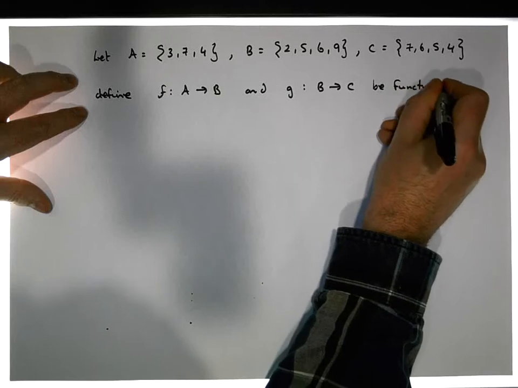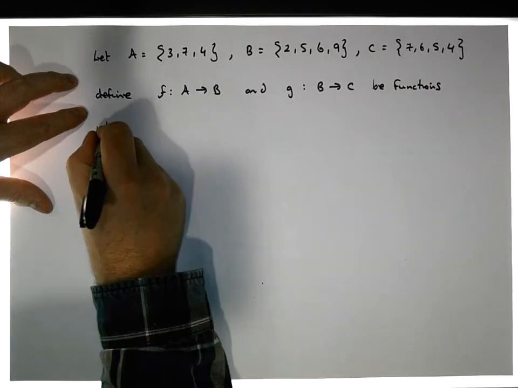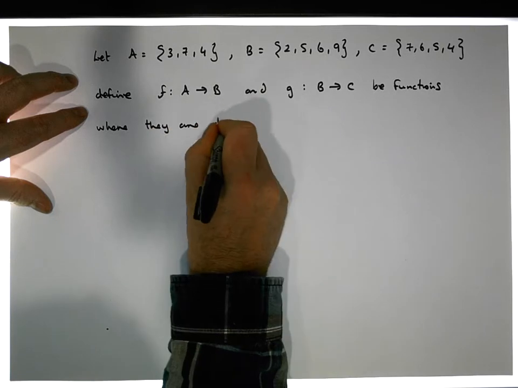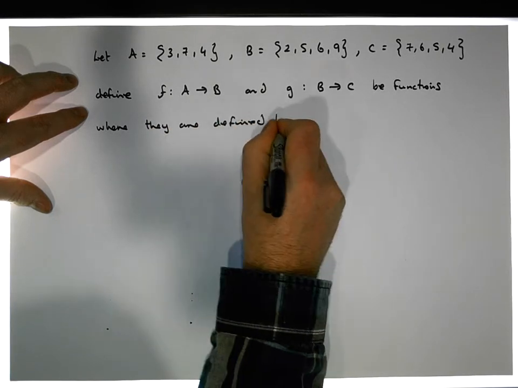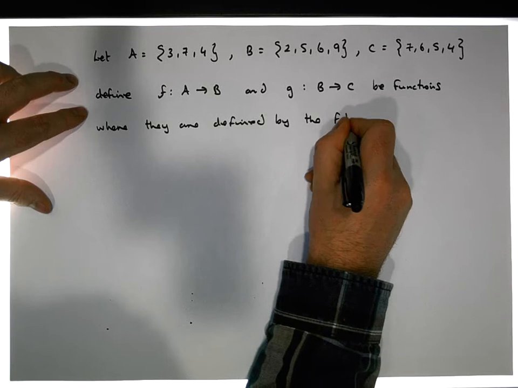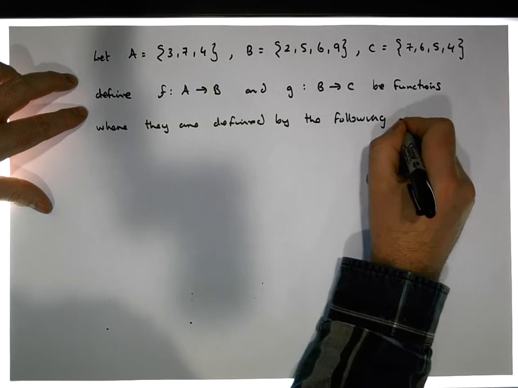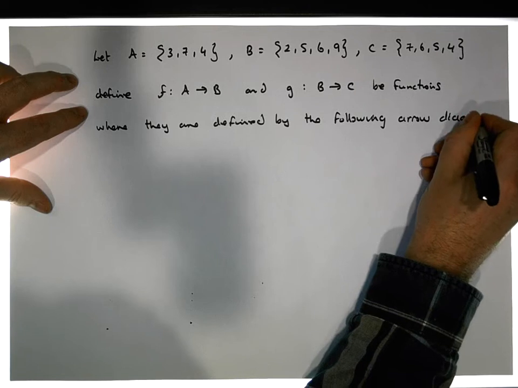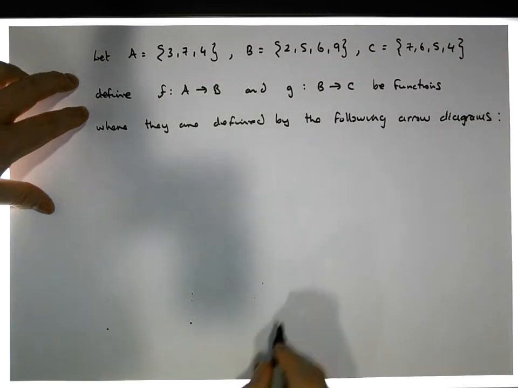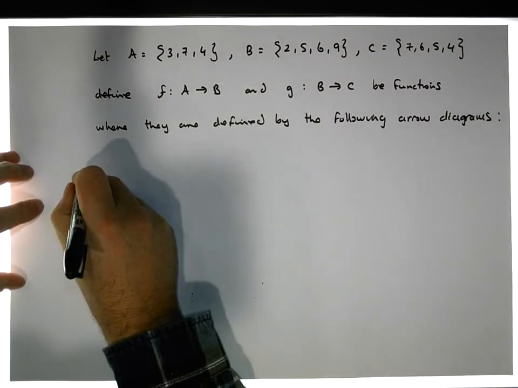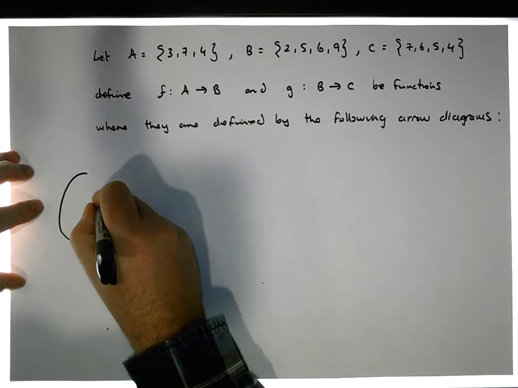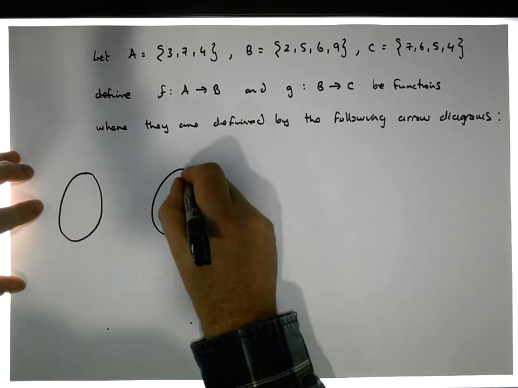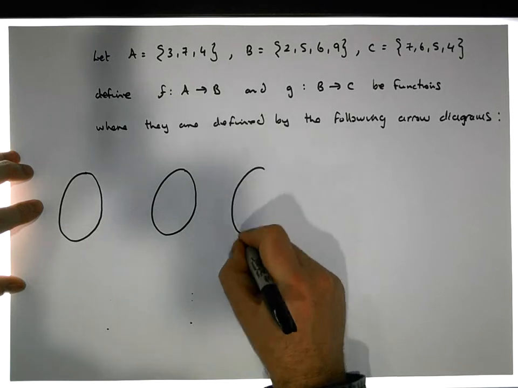Functions, where they are defined by the following arrow diagrams. So what we're going to do is take the set A, the set B, and the set C.